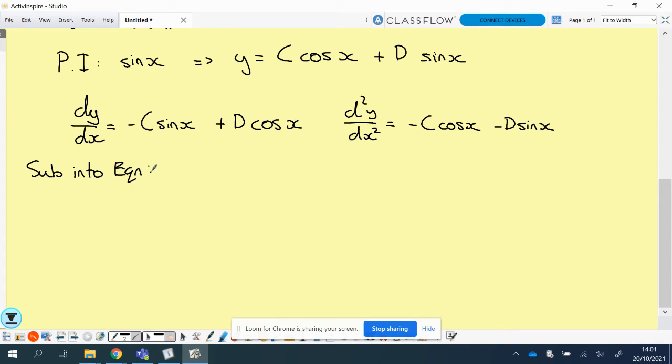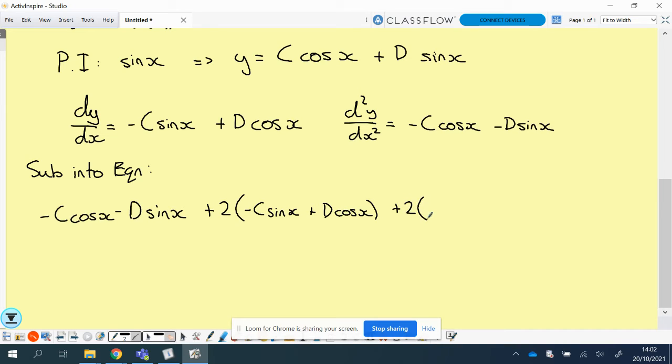Okay, so d squared y by dx squared is going to be negative c cos x minus d sin x. Then plus 2 lots of dy by dx, so plus 2 lots of negative c sin x plus d cos x. Then plus 2 lots of y, so plus 2 lots of our function that we started off with, c cos x plus d sin x.